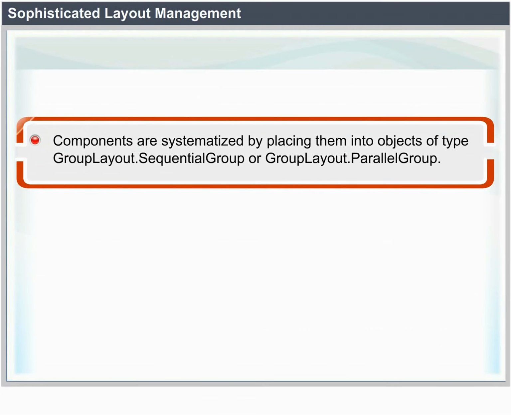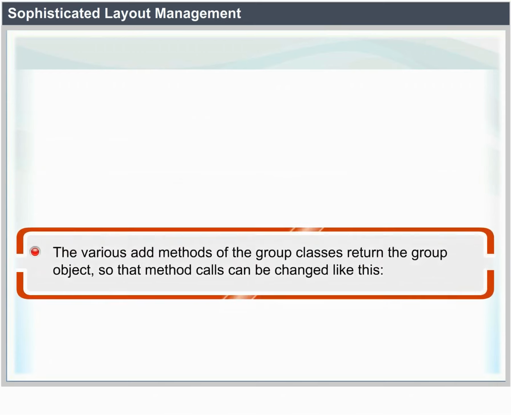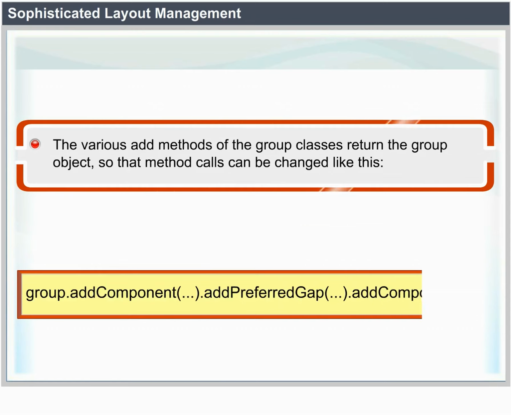Components are organized by placing them into objects of type GroupLayout.SequentialGroup or GroupLayout.ParallelGroup. These classes are subclasses of GroupLayout.Group. The various add methods of the group classes return the group object, so that method calls can be chained like this: group.addComponent(...).addPreferredGap(...).addComponent(...).